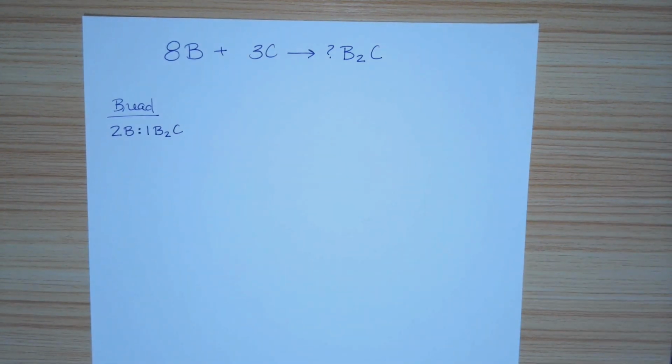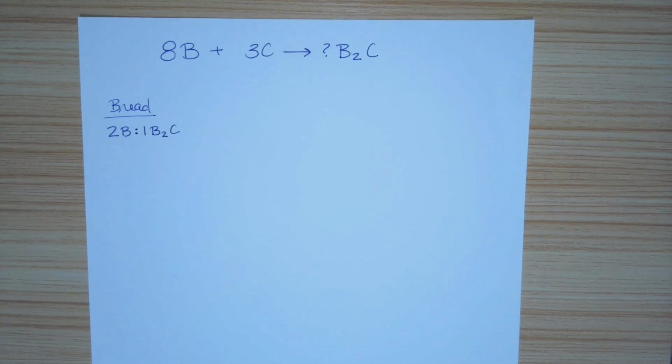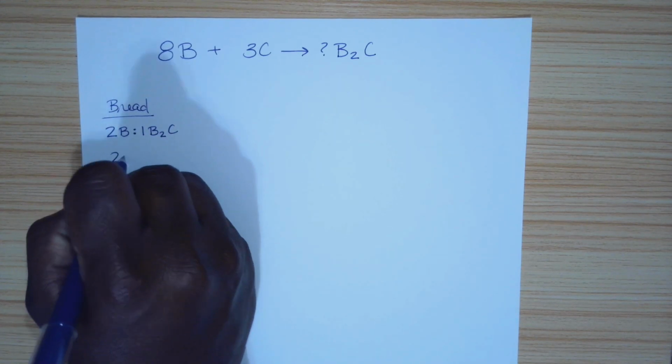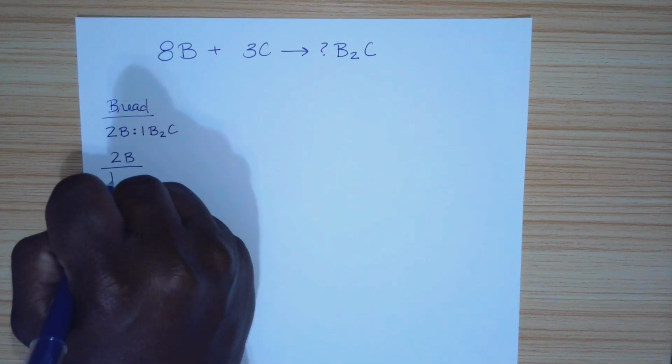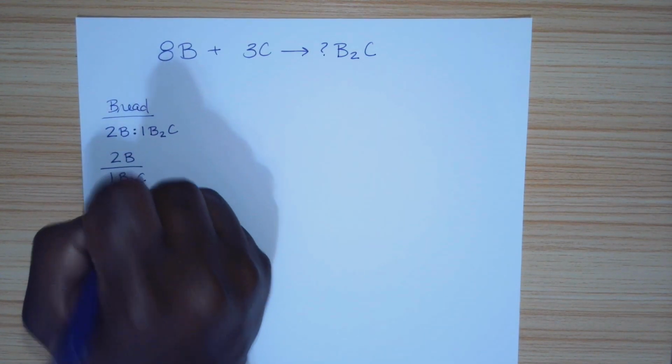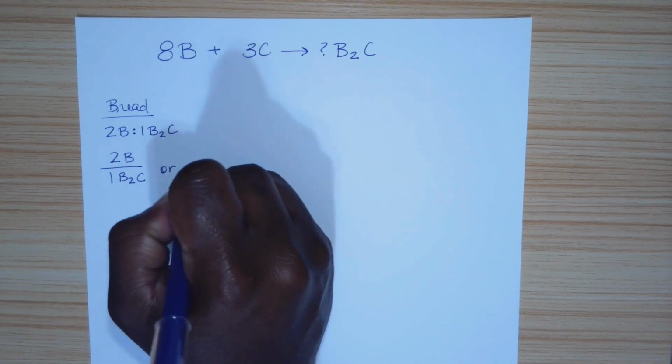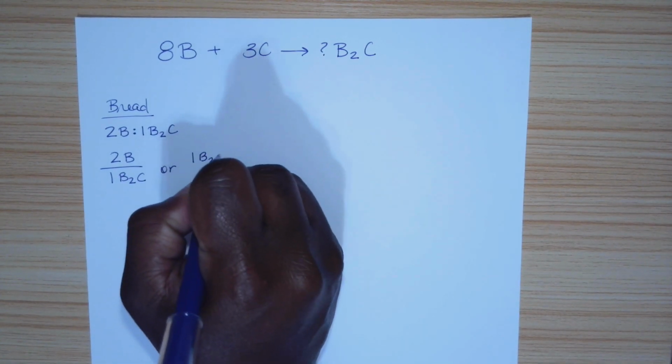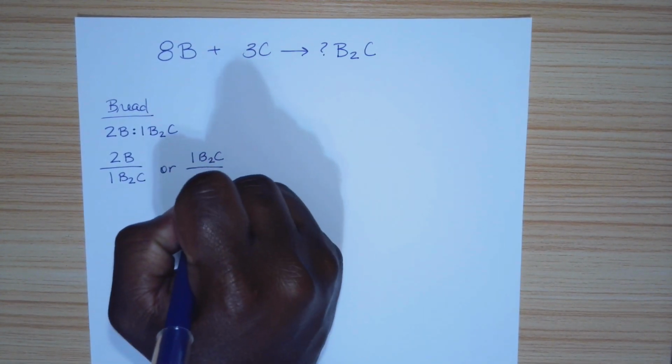So I'm showing the ratio between the bread and the actual sandwich. But instead of showing it as a ratio when you're doing the calculations, you'll use conversion factors. Conversion factors are basically ratios that are shown as a fraction. So I could show it as 2B over 1B2C, or I could have flipped it and shown it the other way, 1B2C over 2B.